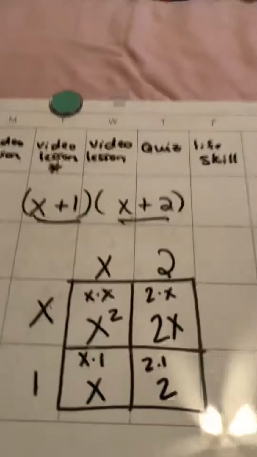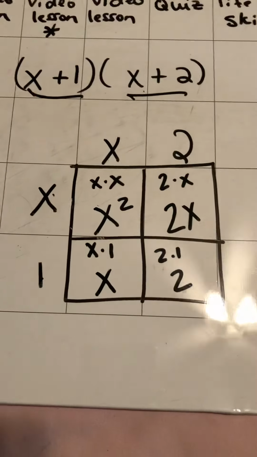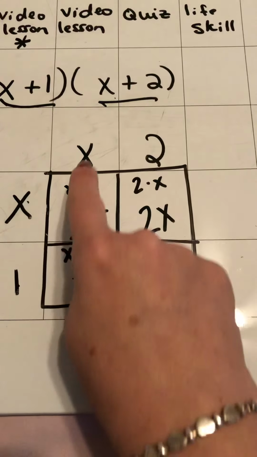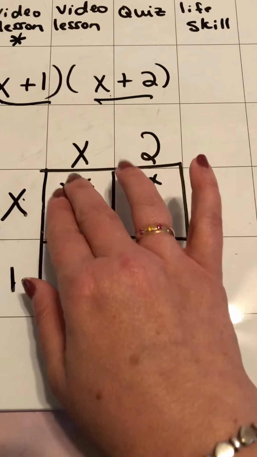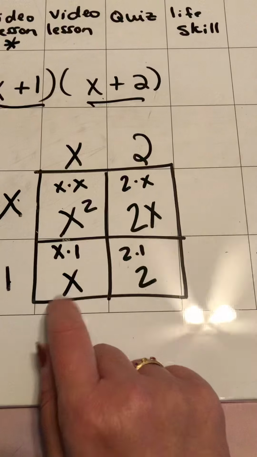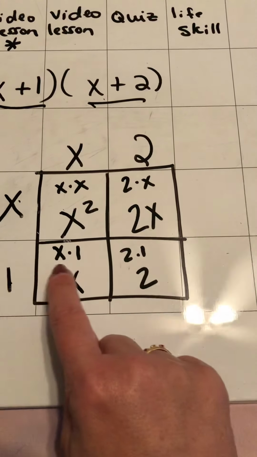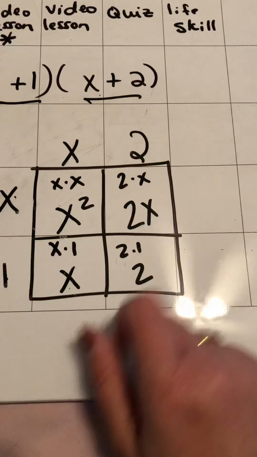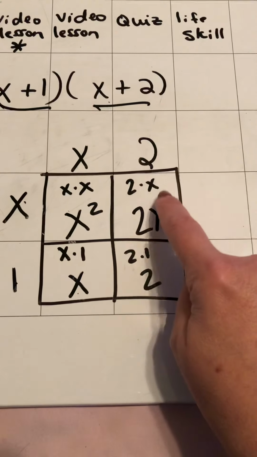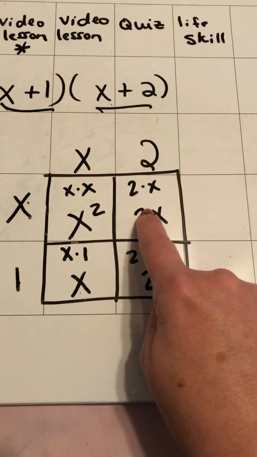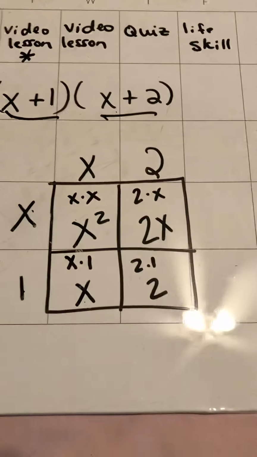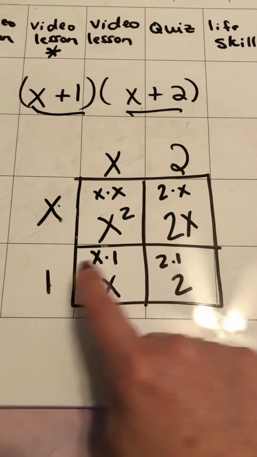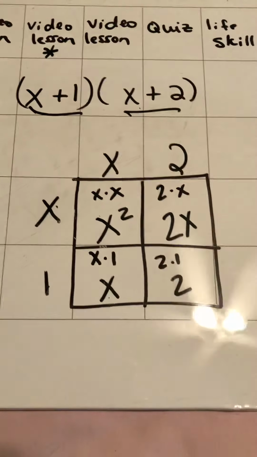All right, let's practice that one more time. We've done this a little bit before, so I'm hoping this is a good review. This box here, I said x times x. You're just matching up these two, and that gives you x squared. This box here, you bring over the 1 and down the x. X times 1 is just x. This box here, you bring down the 2 and you bring over the x. 2 times x gives you the 2x. This box here, bring down the 2, bring over the 1. 2 times 1 is 2.